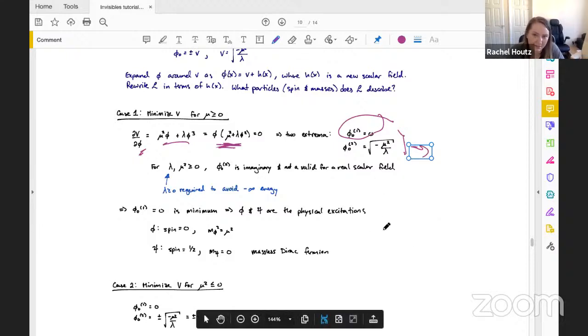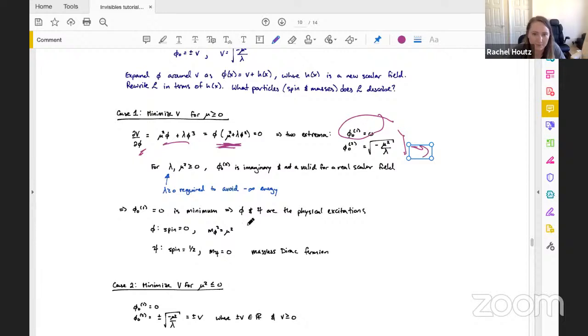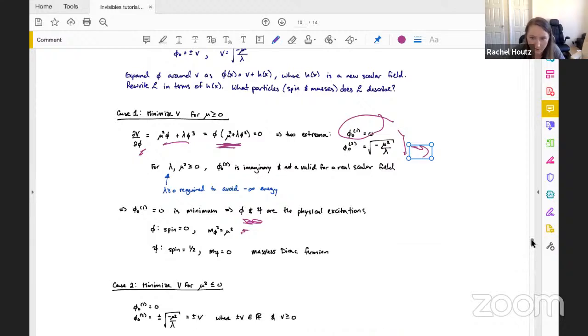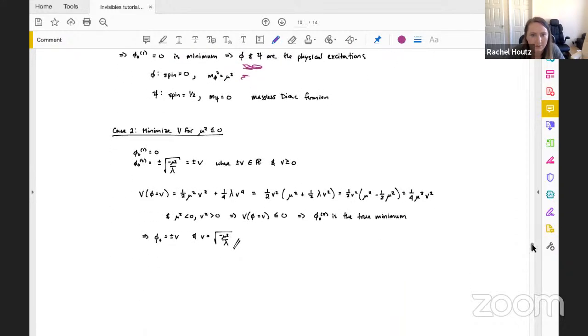And if that's the case, then this Lagrangian is describing the physical particles that are present in the theory, right? So the two physical particles are phi and psi. Phi has spin 0 and mass squared equal to mu squared, and psi is a Dirac fermion with spin 1/2, but its mass is 0 because the Lagrangian didn't have a mass term for this fermion. So this is a massless Dirac fermion. All right, so now let's do the interesting case where mu squared is less than 0.